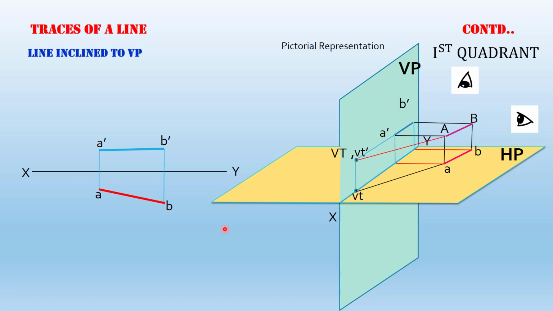Now let us consider another case. So here you can see that the line is inclined to the vertical plane. So when you extend the line AB, that will meet the vertical plane at a point, and that point will be known as the vertical trace of the line capital AB.